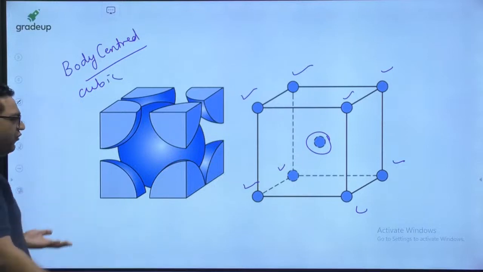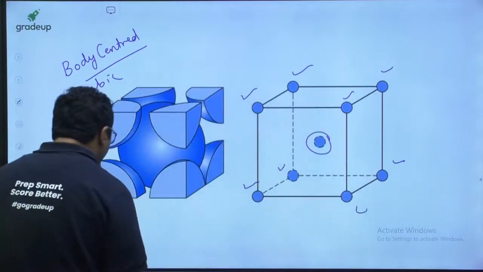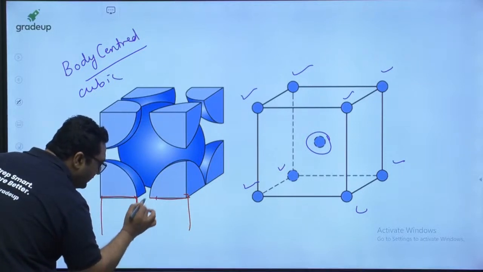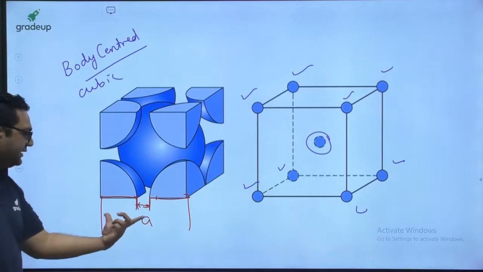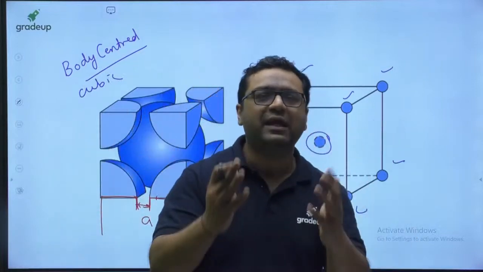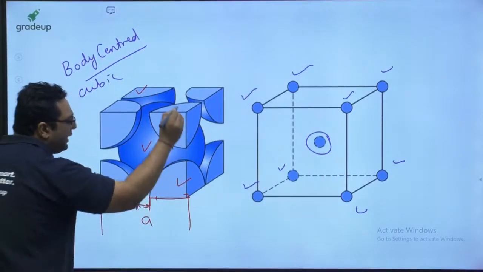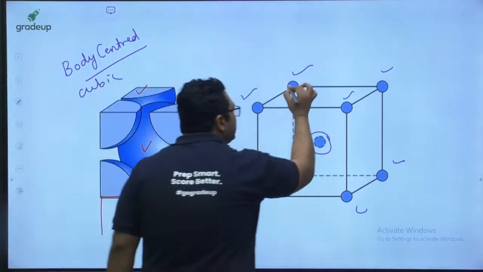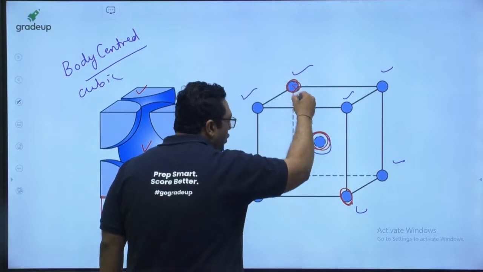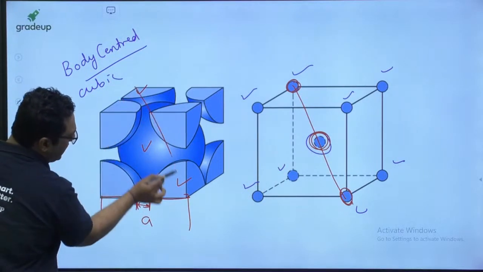And if you want to find out the a to r ratio, you need to consider the atoms which are in contact. If you consider this distance to be a and this distance to be r, you don't know this distance now, so we cannot take this side to find the relation. We need to consider the atoms which are in contact, then only can we find the a to r ratio. This corner atom, this body center atom and this corner atom are in contact along this diagonal.